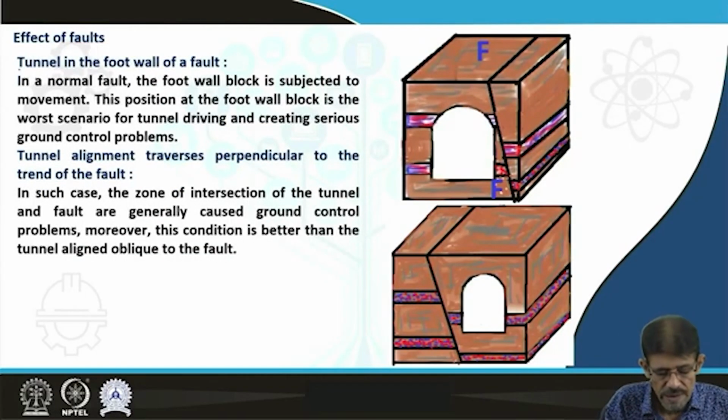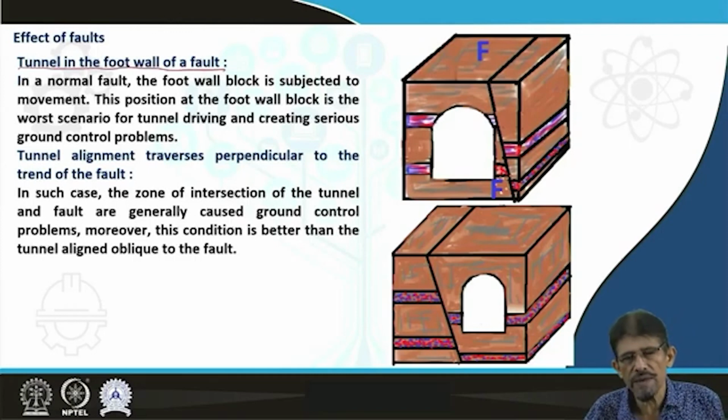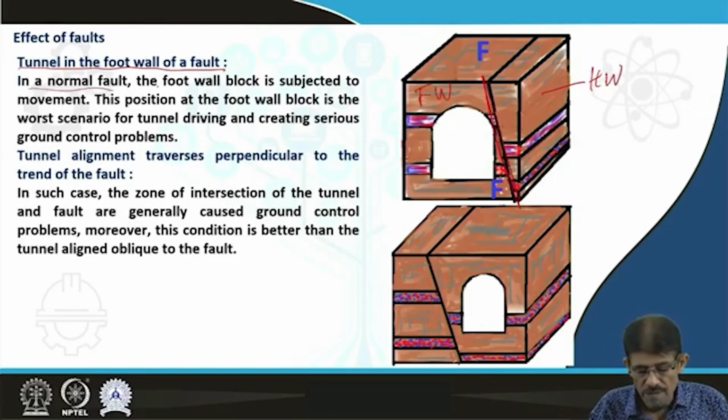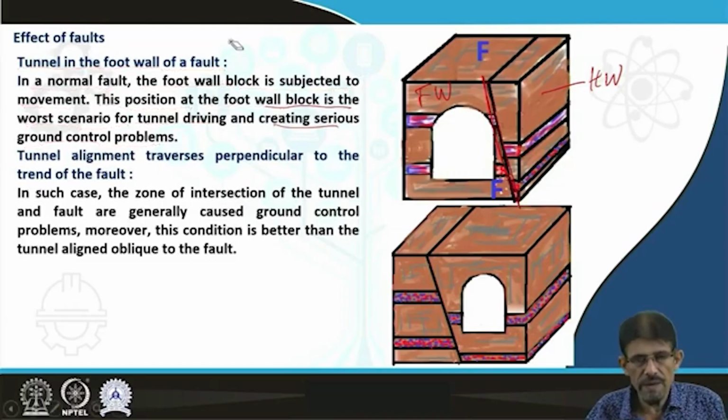Next situation, when the tunnel is in the footwall; earlier the tunnel was in the hanging wall. So now if we are going to excavate tunnels in the footwall, this is the fault plane, this is the hanging wall, this is the footwall. In a normal fault, the footwall block is subjected to movement, and this position in the footwall block is the worst scenario for tunnel driving and creates serious ground control problems. Due to such situations, tunnels are not favorably recommended. If necessary, then proper treatments and support systems should be inspected and observed carefully.